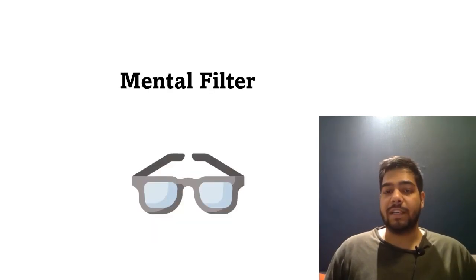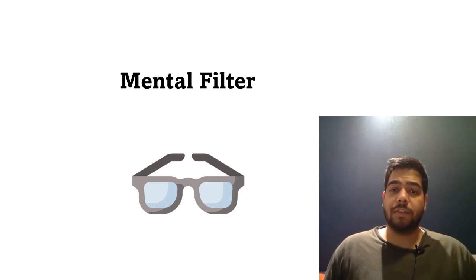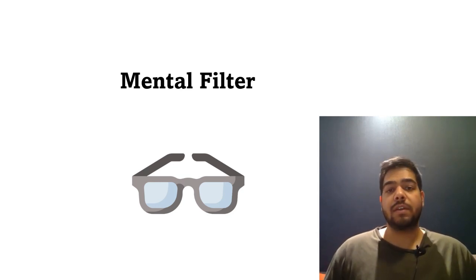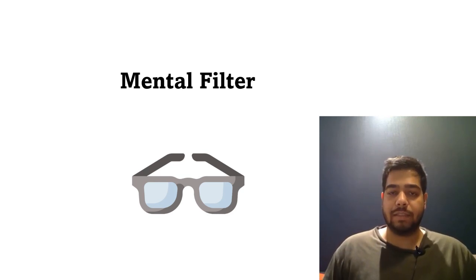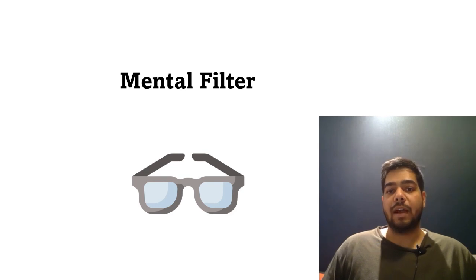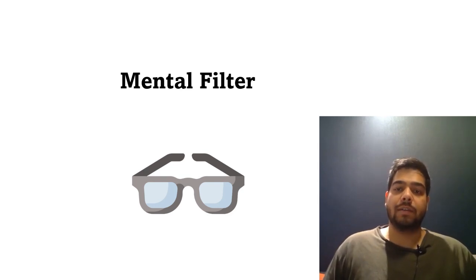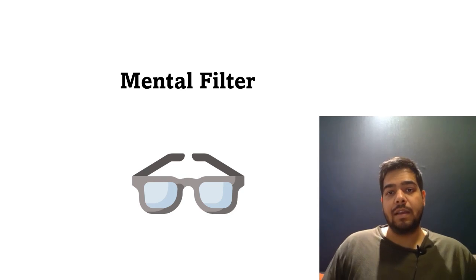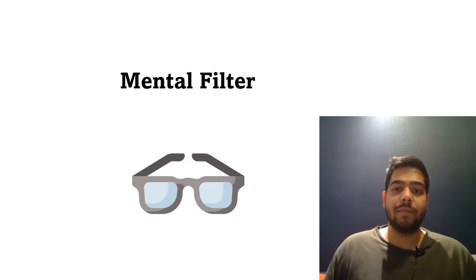The next one is called mental filter, and this is one of the thought patterns in which you just focus on the negative things and you filter out the positive things. Let's take an example. If there's a person who went for an exam which was really tough and they ended up getting 50 questions wrong out of 200, but when the results were out, they found out that they got the 150 questions right and they scored really well in the exam.